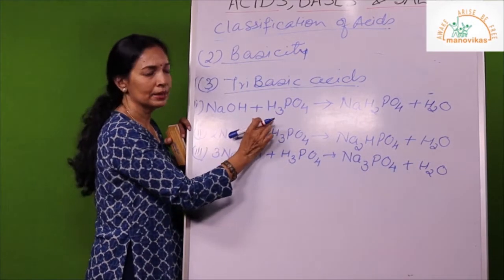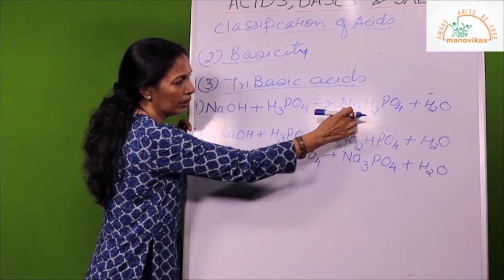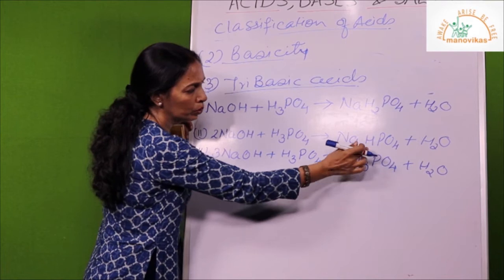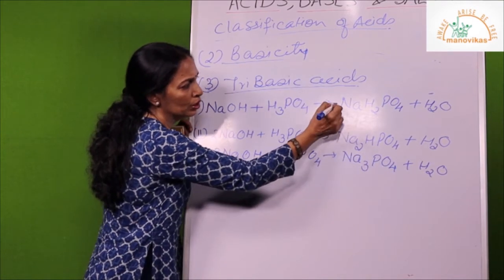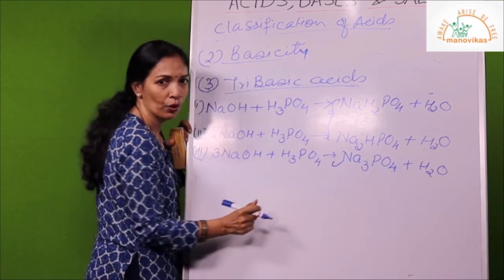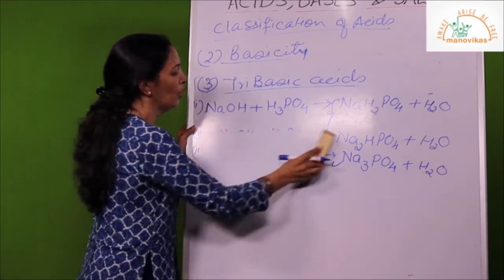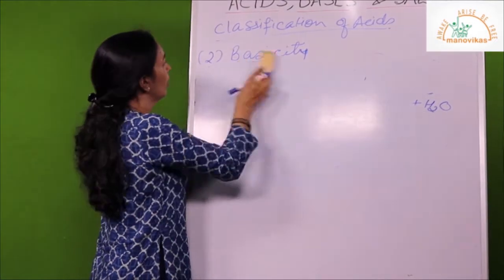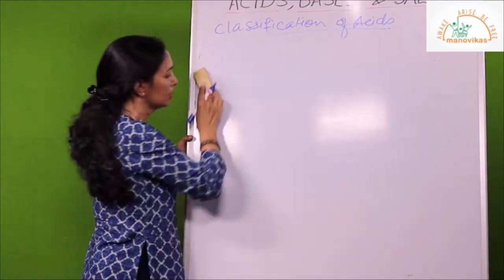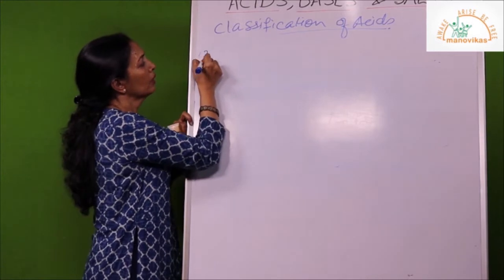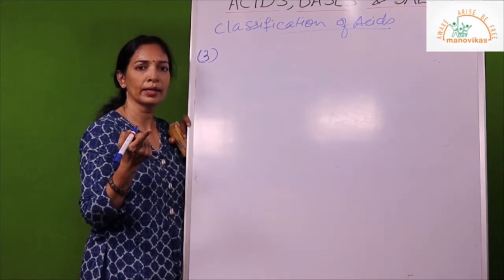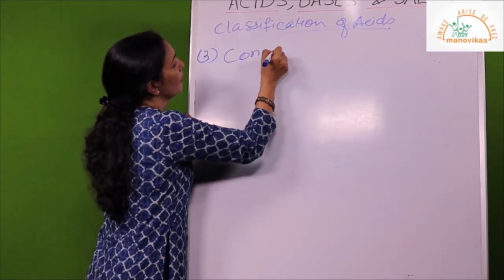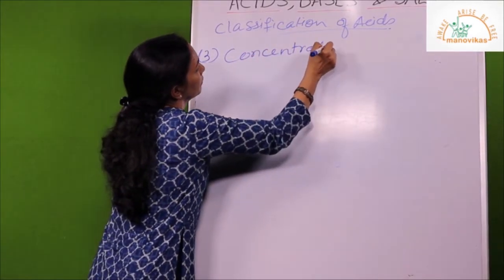Out of these 3 hydrogens, 1 was replaced by sodium, then 2 replaced, and then all 3 replaced. So these 2 are acid salts and this is the normal salt. So this is the classification on the basis of basicity. Now the third criterion for classification, after sources and basicity, is concentration.